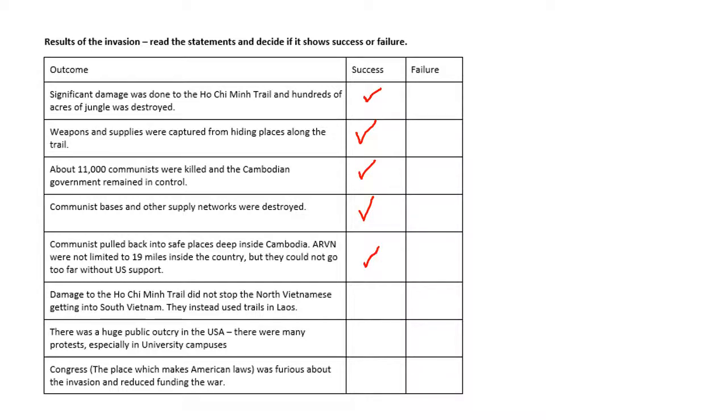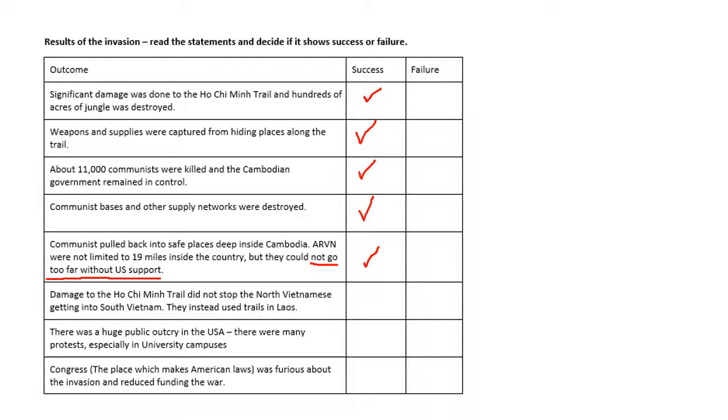Now this one's interesting. The communists pulled back to safe places deep inside Cambodia, so it is a success. The ARVN were not limited to a 19-mile border line inside Cambodia, but it's telling you that they wouldn't go too far without American support. So it is also showing you that the ARVN can't fight on their own, and it's making that Vietnamization idea very, very challenging.